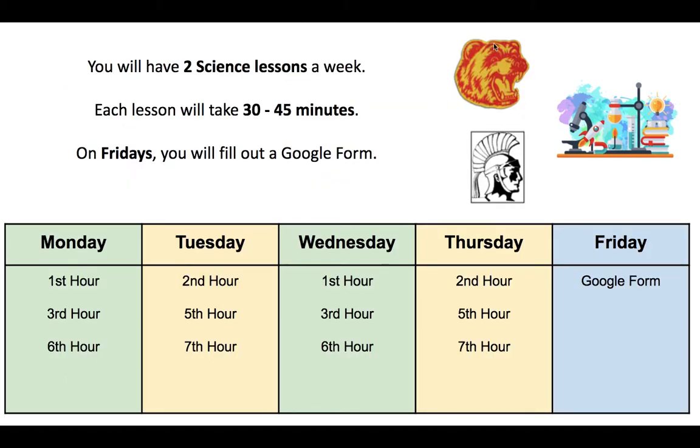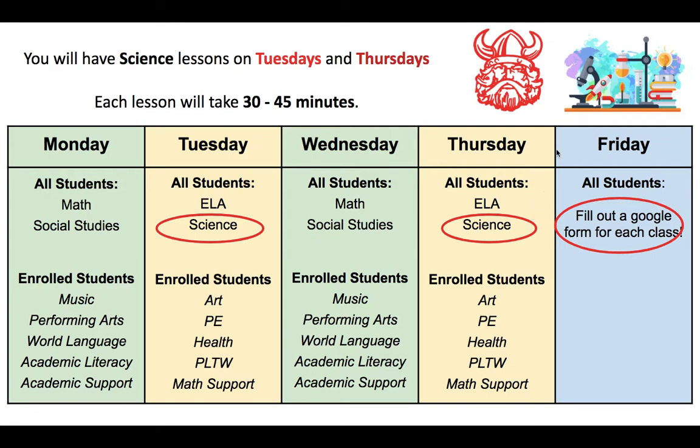If you go to Slauson or Tappan, the days that you have science depend on what hour you had science. For example, if you had science 6th hour, you would take science on Monday and Wednesday. And if you had science 2nd hour, you would take science on Tuesday and Thursday. If you go to Forsyth, you will have science on Tuesdays and Thursdays.